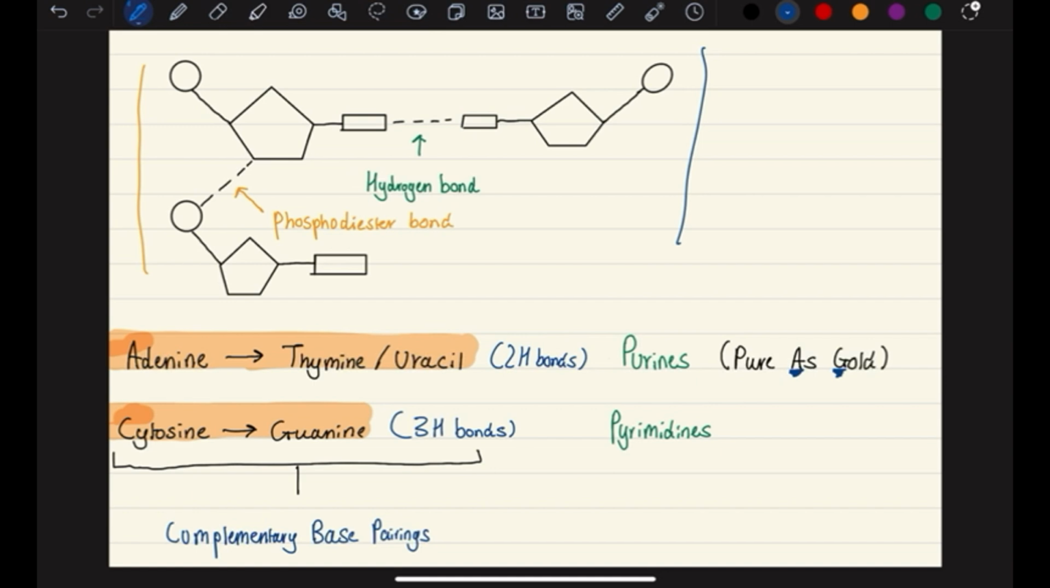Finally, this doesn't come up in SNAB normally, but it's just good to know. Purines, pyrimidines, I use the acronym PURE AS GOLD, yeah? So purine and then A, adenine, G, guanine. So your purine bases are adenine and guanine, meaning that your pyrimidine bases are going to be thymine and cytosine and uracil as well. I just thought that's good to mention, good to know.